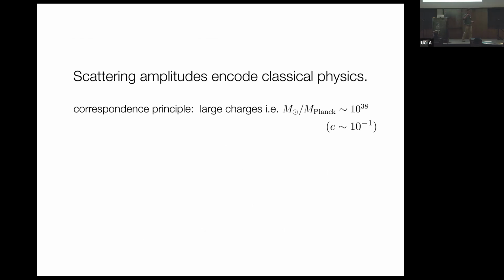You don't even have to fish out these classical terms from these amplitudes, because the correspondence principle tells you that in the limit of large charges, in particular here, I was thinking about masses of the size of a solar mass, you just compute those amplitudes, plug the numbers in, and you just get a natural enhancement of the classical term. So the correspondence principle says that in the limit of large charges, in this case, large masses and also large angular momenta, you just recover classical dynamics.